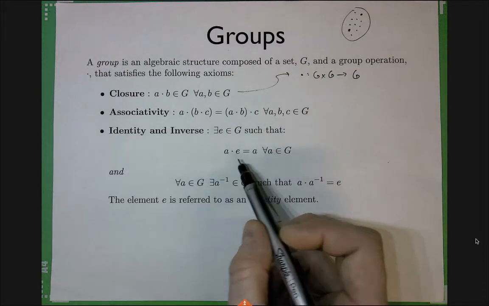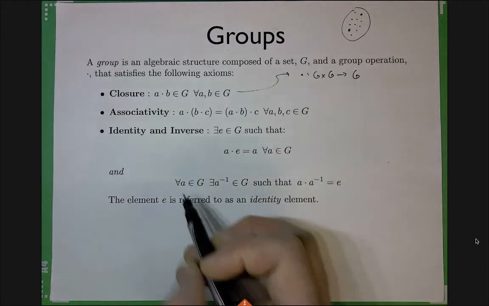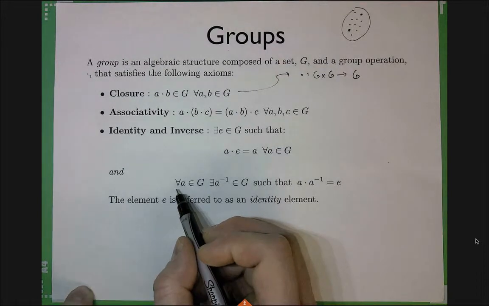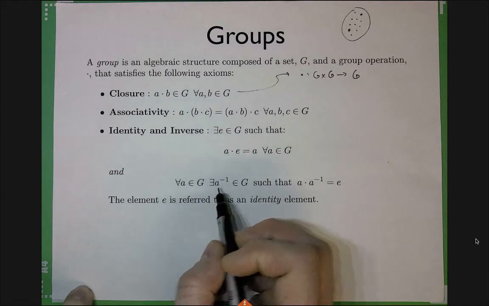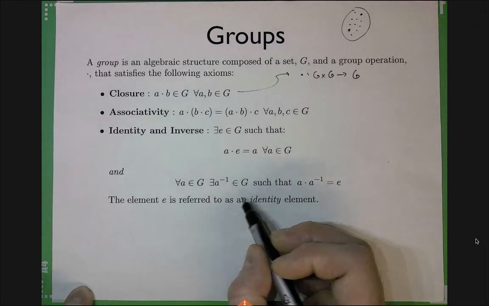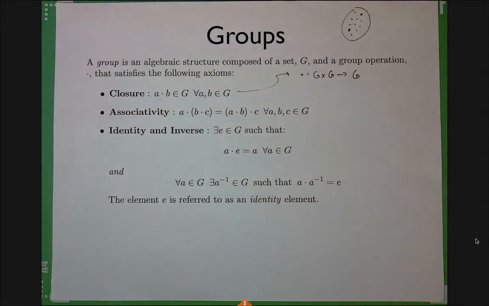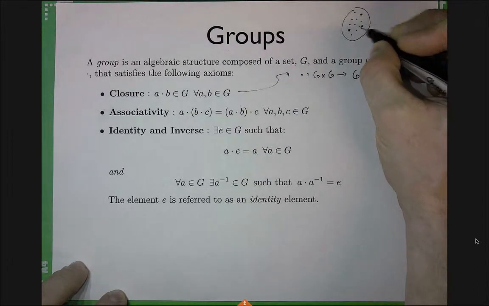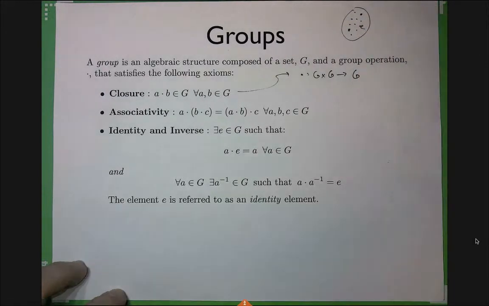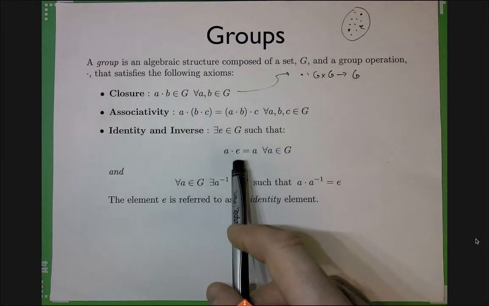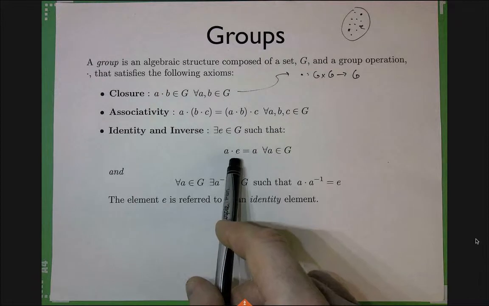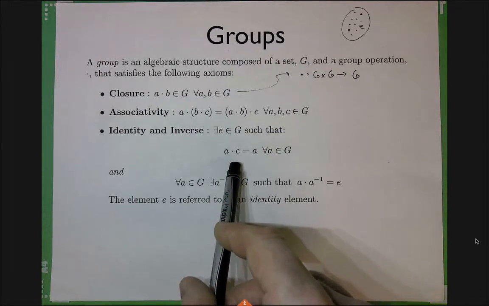And the identity element ties to inverse. So that's the other thing we require. For every element in the group, there must be an inverse element, such that if I do A times the inverse, I get back my identity. And E is the identity element. So one of these guys is special, one of these guys is E. And it's special because it does nothing in this operation.